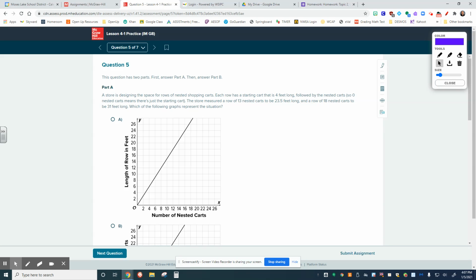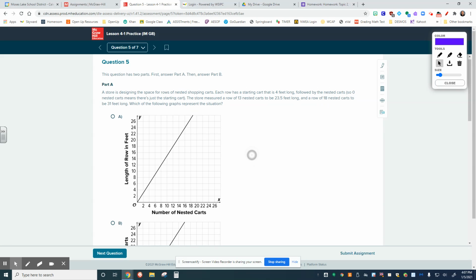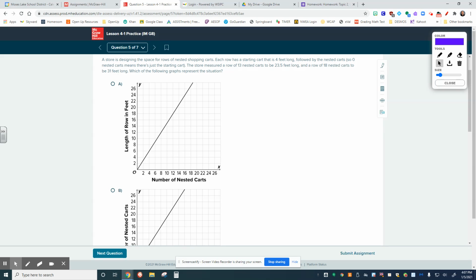A store is designing the space for rows of nesting shopping carts. Each row has a starting cart that is 4 feet long. It seems important because they said the starting cart is 4 feet long. And when we're talking about nesting carts, I guess I should go back to that.